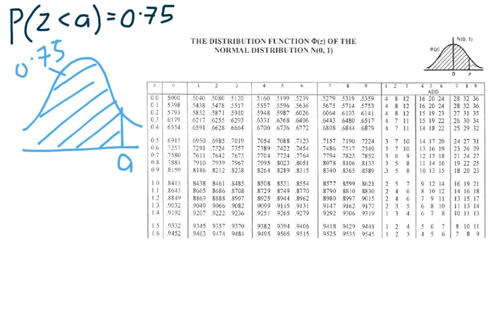So we look for 0.75. If we notice that we don't have exactly 0.75. If we notice that 0.75 is in the middle here. It's in the middle, 0.7486 with 0.7517. It's in the middle. We don't have exactly 0.75. So if we don't have exactly 0.75, it's in the middle of two values. Always take the value of probability, the lower probability.